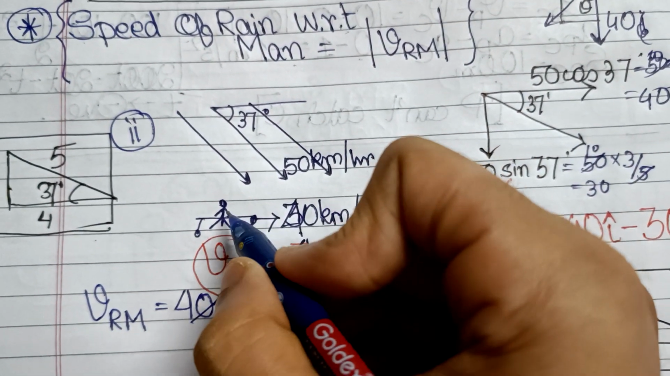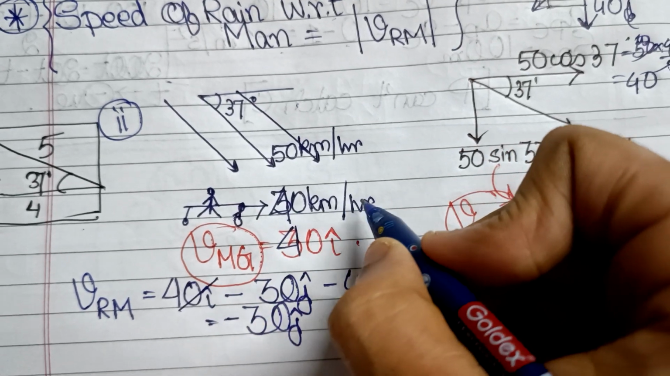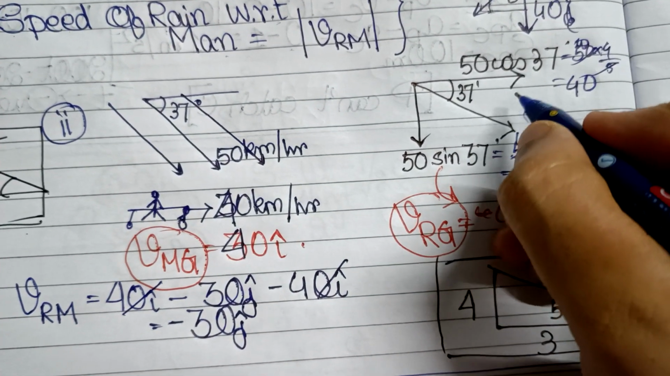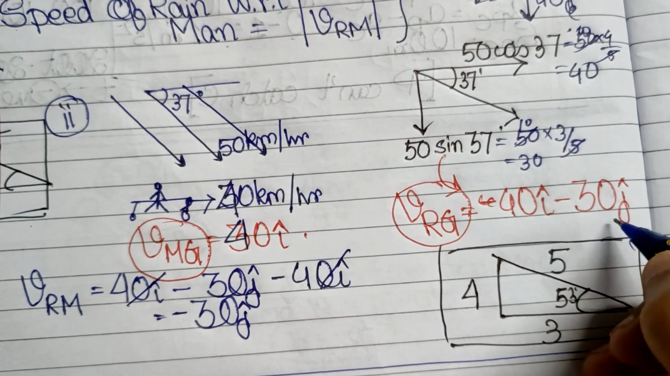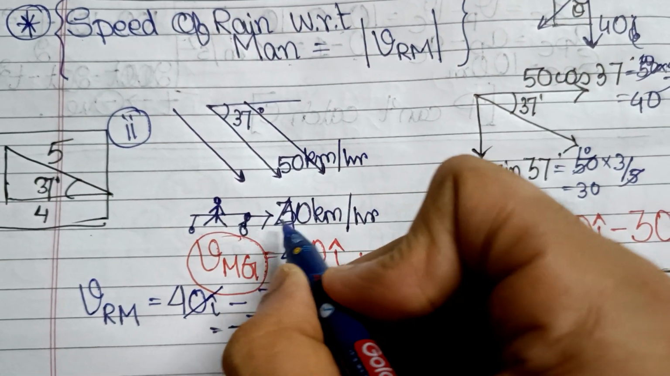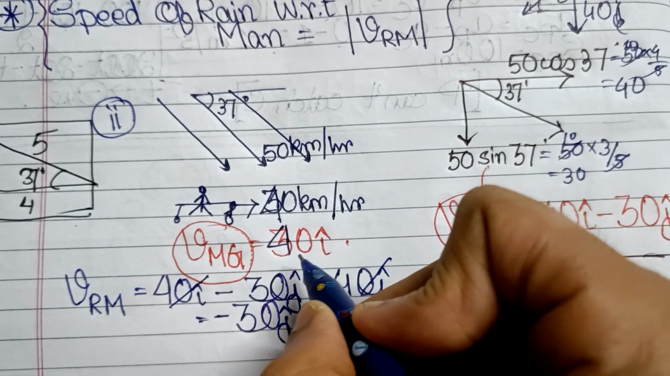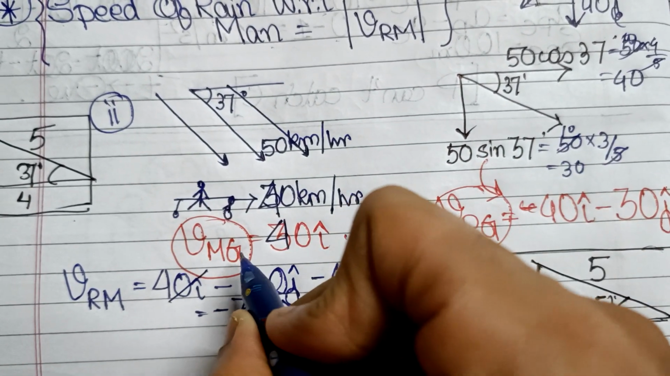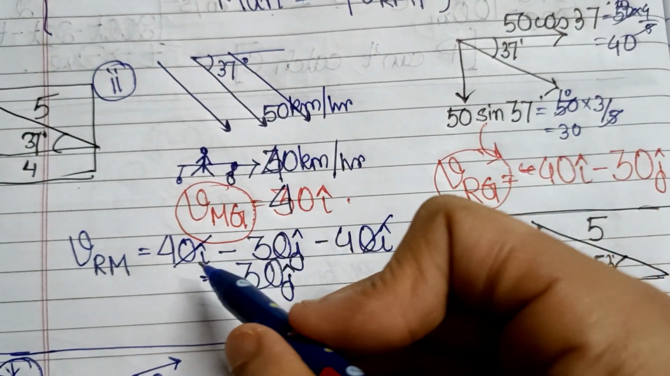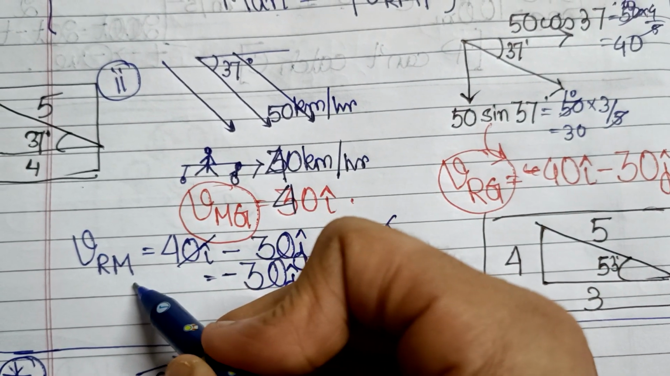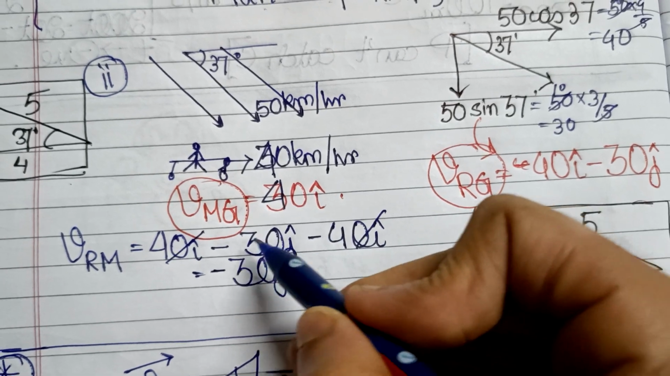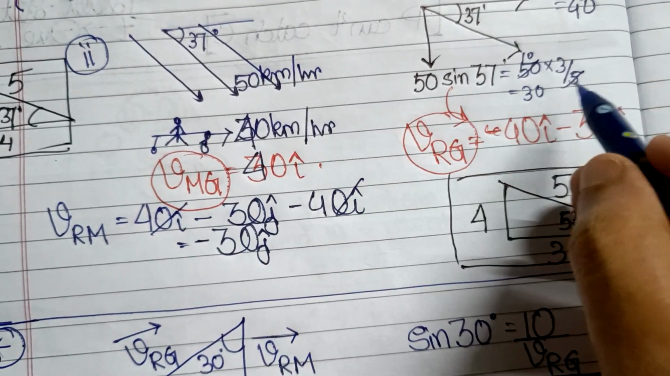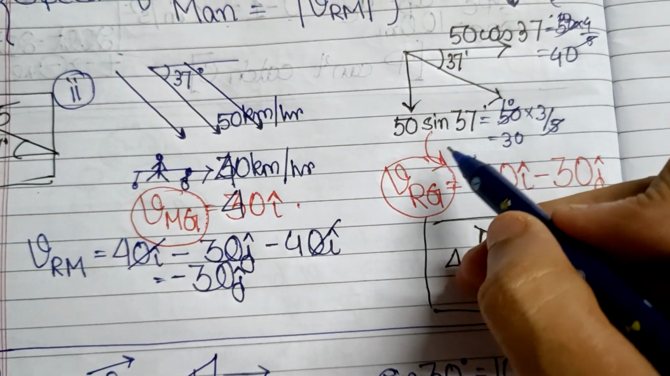And the man is still in motion with 40 km/h. So in this case we will write plus 40 i cap minus 30 j cap, and as the man is moving in the x-axis in the positive direction, we will write 40 i cap as velocity of man with respect to ground. And again we will apply the same logic of velocity of rain with respect to man, and then we will get the resultant of minus 30 j cap by doing the calculation. You can also do it in your rough.